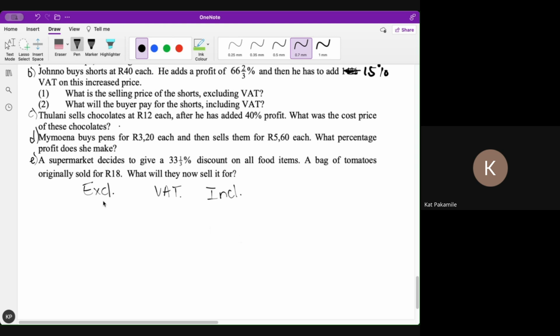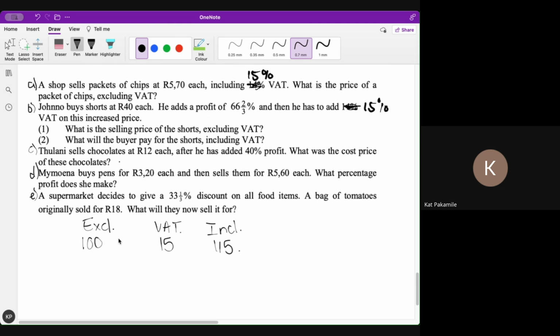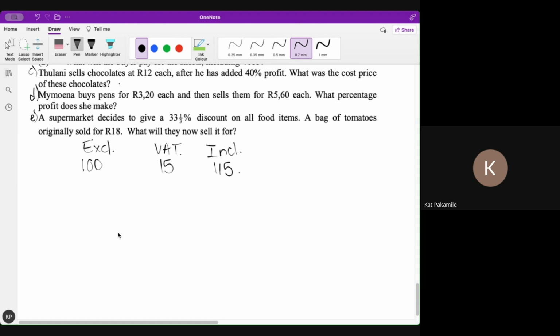Let's say that price excluding VAT was my 100%. You guys should know where I'm going with this. And my VAT amount is what percent? It's the same percent we've been using the whole time. It is 15. So that means my price including VAT would be what percent? 115%. Wonderful. Now, when you do questions like this one, it's a little bit more complicated than just finding your VAT using your exclusive price. You will take whatever amount that you got.